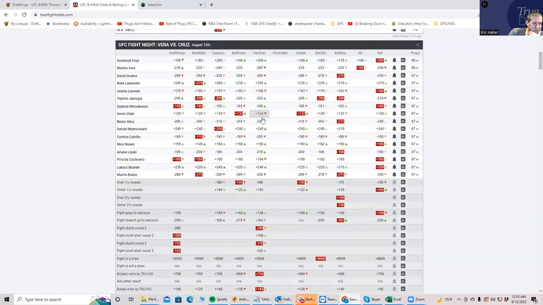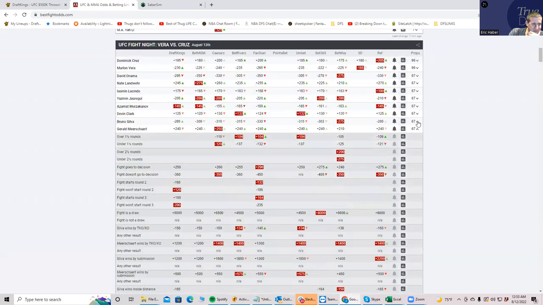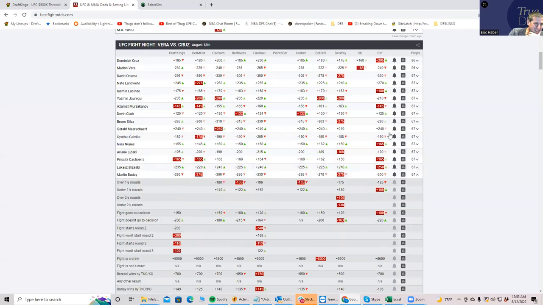Maybe we're onto something here, because you look at Silva. We'll get back to him, but he's TKO minus 150 or minus 165. That's a significant difference, I guess.